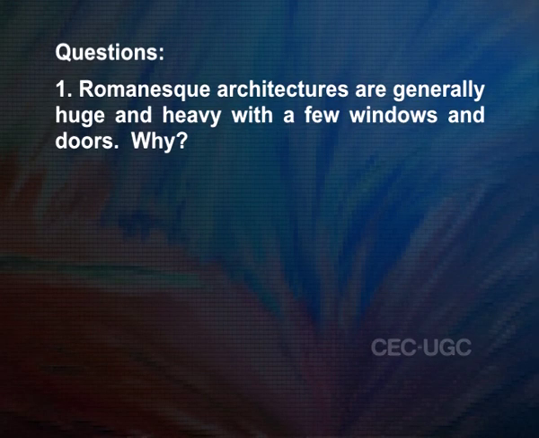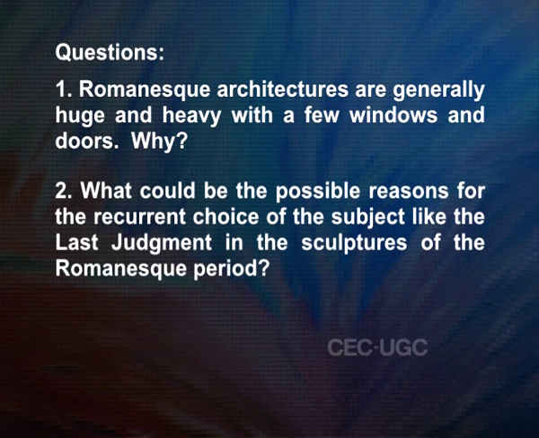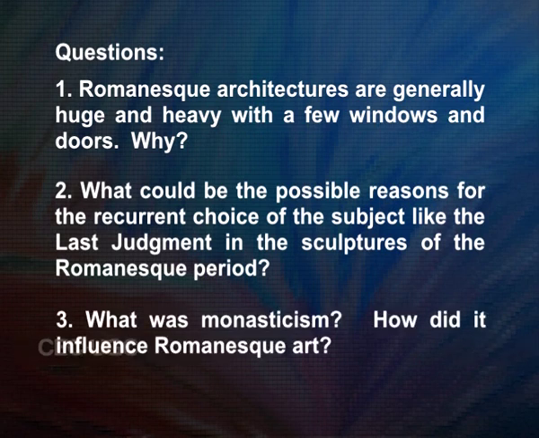Here are some questions for you. Romanesque architectures are generally huge and heavy with a few windows and doors. Why? Next, what could be the possible reasons for the recurrent choice of subjects like the Last Judgment in the sculptures of the Romanesque period? What was monasticism? How did it influence Romanesque art?